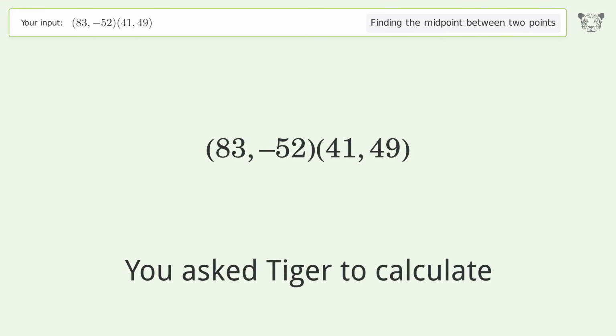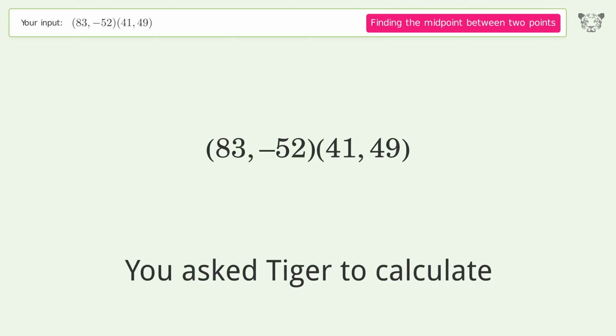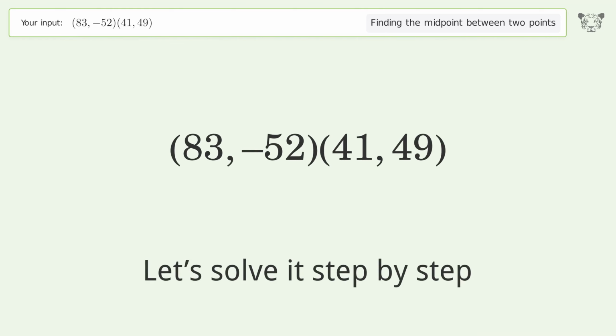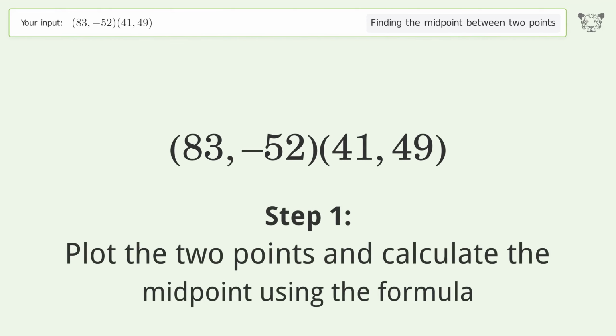You ask Tiger to calculate. This deals with finding the midpoint between 2 points. The midpoint between the 2 points is 62, negative 1.5. Let's solve it step by step. Plot the 2 points and calculate the midpoint using the formula.